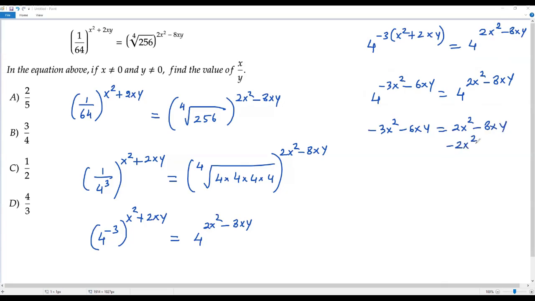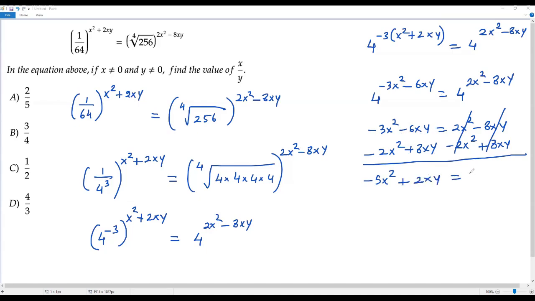For that, I have to subtract 2x square from both sides to get rid of this 2x square. And also, I'm adding 8xy to both sides. Okay, here I have subtracted 2x square from both sides, and also I have added 8xy to both sides, to make the right side 0. So this one will cancel, and here this one will cancel out. When I combine negative 3x square and negative 2x square, I'm getting negative 5x square. And when I combine negative 6xy and positive 8xy, I'm getting positive 2xy equals 0.